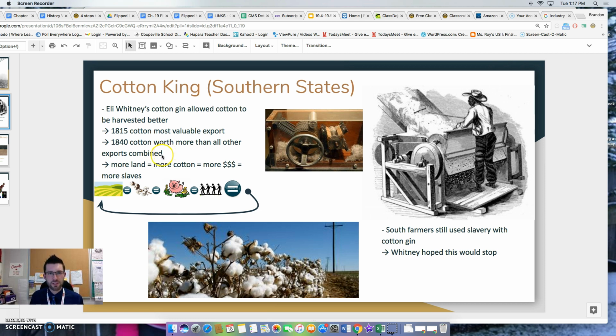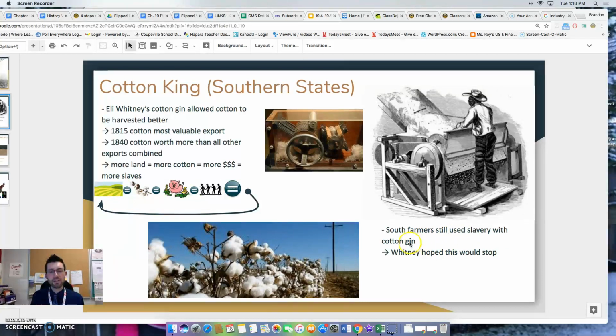Because of this, a pattern started. Farmers needed more land, which equaled more cotton, because you could grow more cotton, which meant you'd get more money. And if you had more money, you'd need more slaves to pick that cotton. And after you had more slaves, what would occur? The pattern would start all over again. Because with more slaves, you can get more land. And with more land, you can get more cotton. And with more cotton, you get more money, which means you can buy more slaves. And with more slaves, you can get more land. And so on and so forth. I think you get the picture.